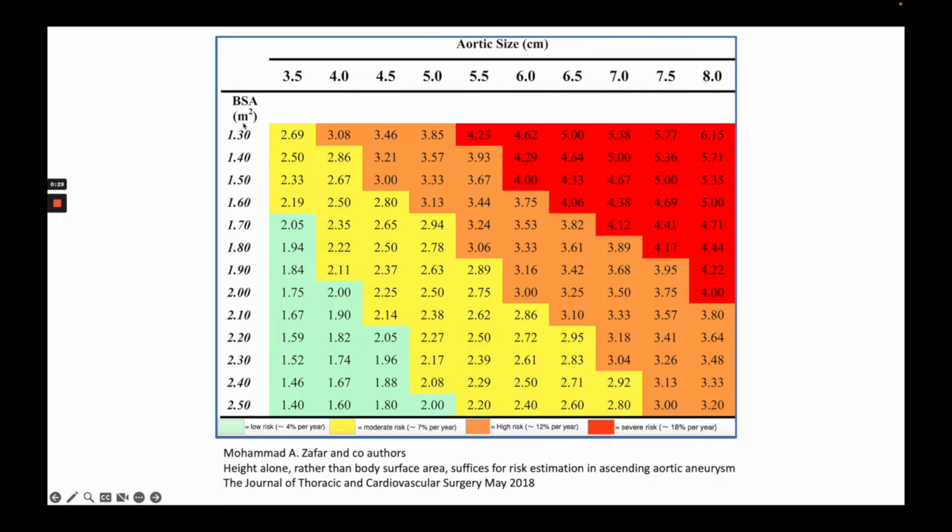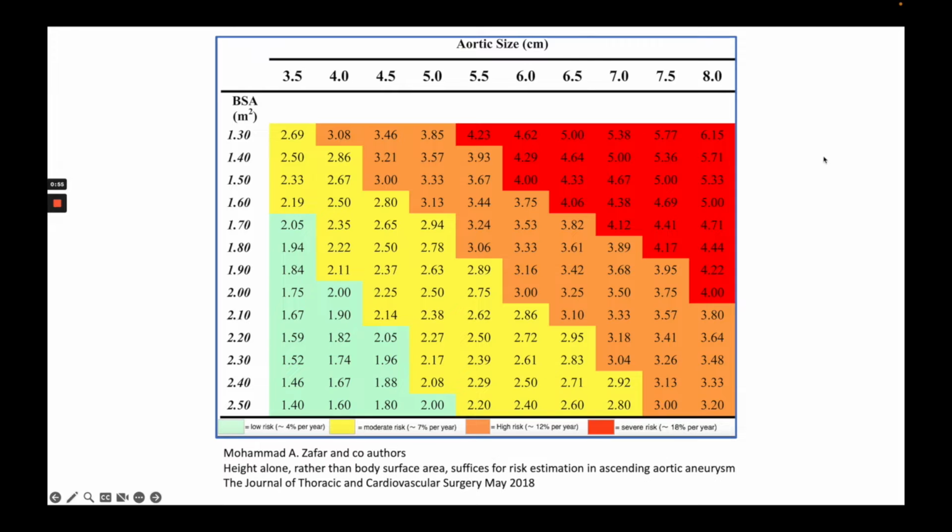Along this axis we see body surface area, which is a complex calculation that involves measuring the patient's height and weight and putting it into an equation. That equation is described at the bottom of this video if you want to go to a link to calculate body surface area. Along the top we've got aortic size measured on a contrast CT scan. Perpendicular slices must be made to ensure that this dimension is accurately measured.